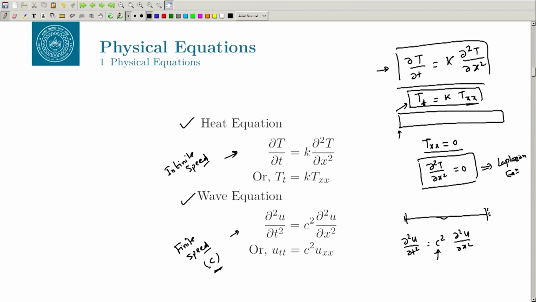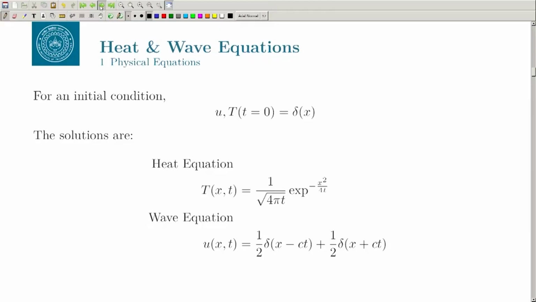So, if I put a delta function, let us say I speak and then I stop speaking, it will take some time for the sound to reach you, and if you are further away, it will take more time to reach there, because it is travelling at a finite speed. Now, for the delta function, let us say I start with u equal to delta x for the wave equation. That is a point source, which I am giving in the wave equation.